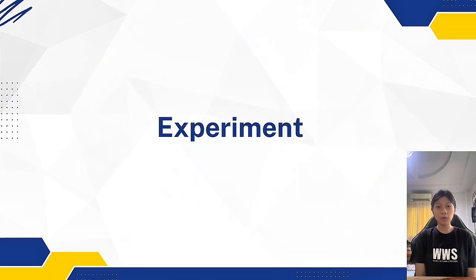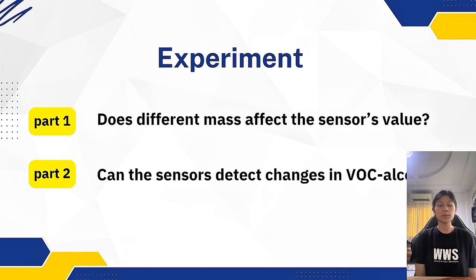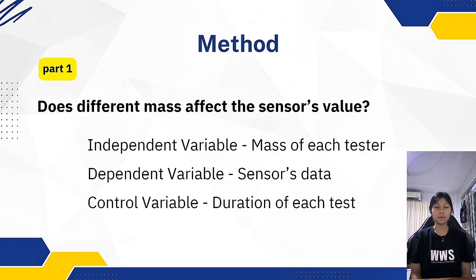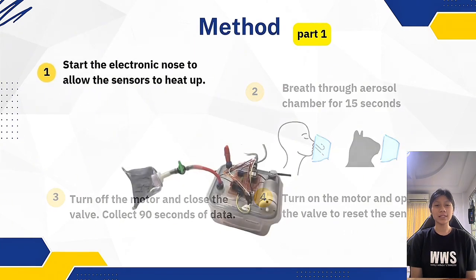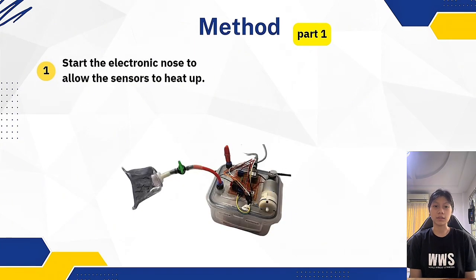For the experiment, we break it into two parts. The first part is, does mass affect the sensor's value? And the second part is, can our sensors detect changes in VOC, specifically in alcohol? The first part is, does the mass affect the sensor's value? The experiment consisted of four major parts, and I'm going to break it down for you. The first step is to start the electronic nose to allow the sensors to heat up.